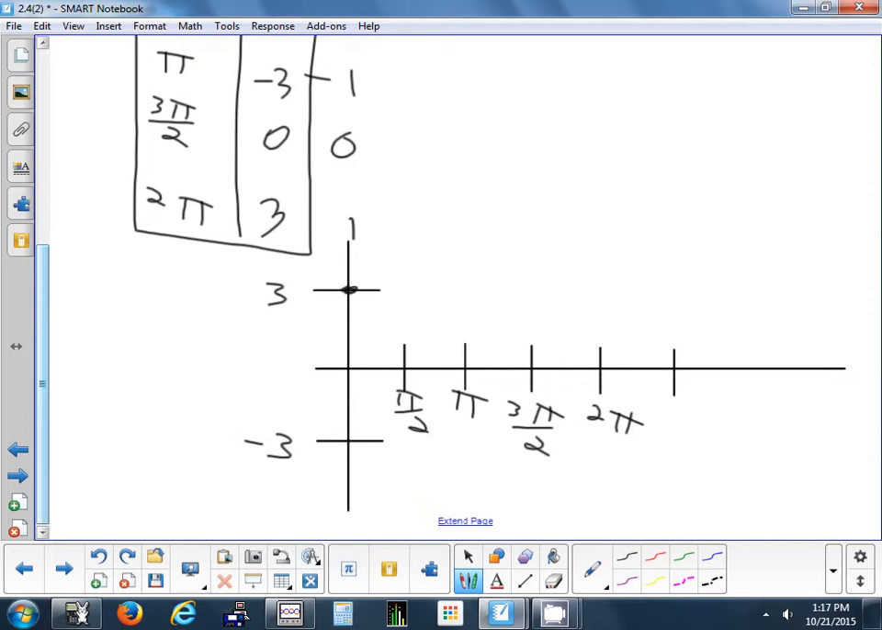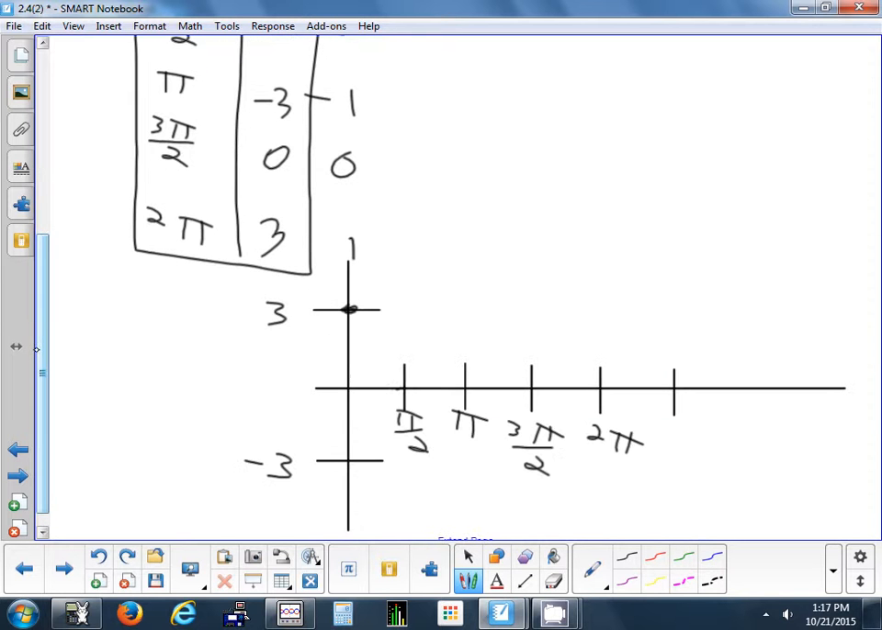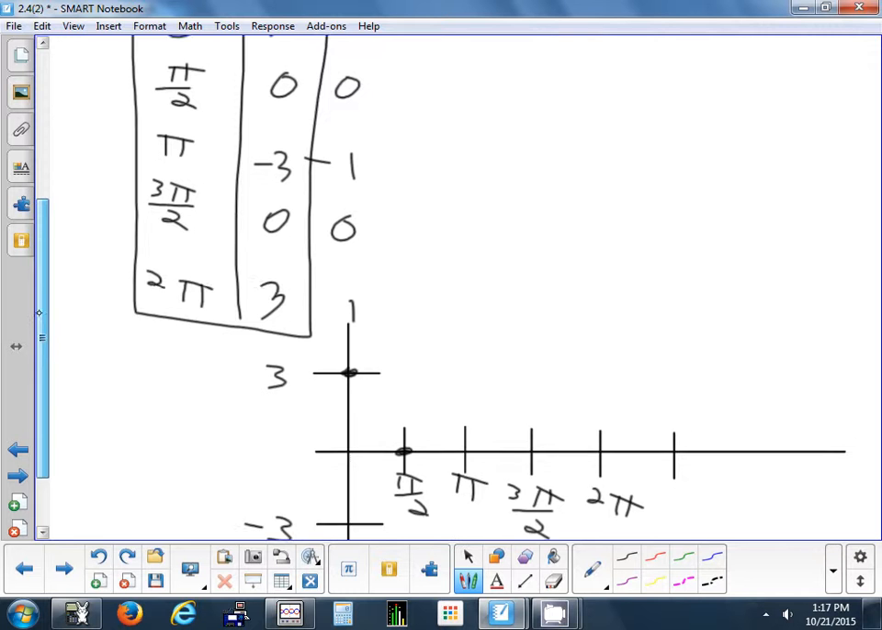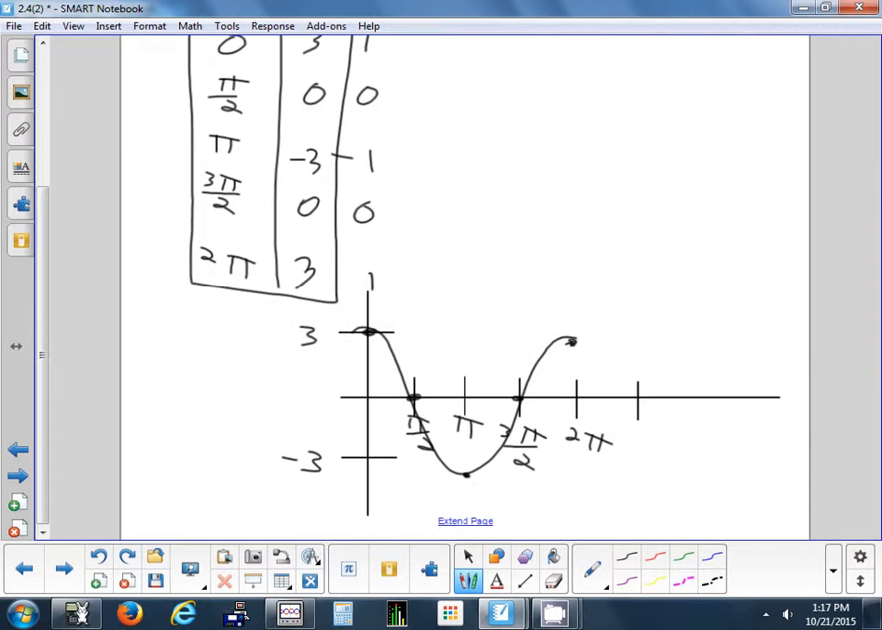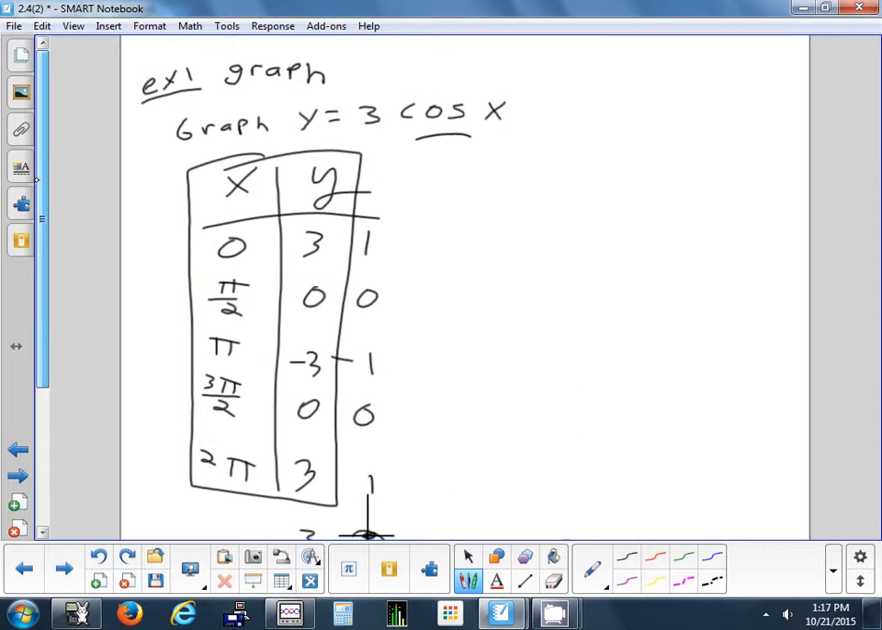All right, so we're good. 0, 3, pi over 2, 0, pi at negative 3, back to 0, back to 3. And that's it. That's our graph. Okay, any questions on that? Yeah. Can you just go back up so I can see the problem? Oh, the original problem? Yeah. 3 cosine x.